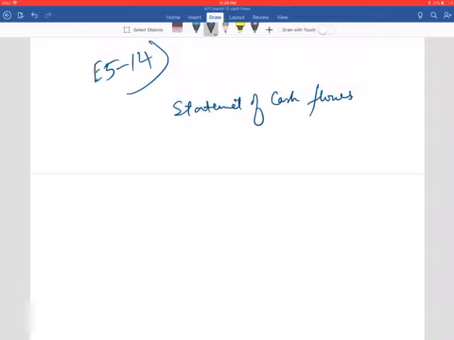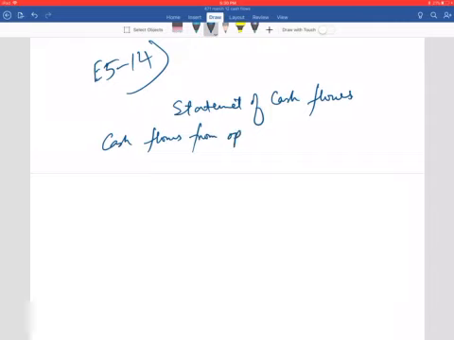If you look at the balance sheet provided in exercise 5-14, you see there's a $13,000 balance on January 1st, and it increased to $45,000. Now that change is $32,000. That change is what we are trying to explain. We're going to show that 32, and explain in detail how that change happened.